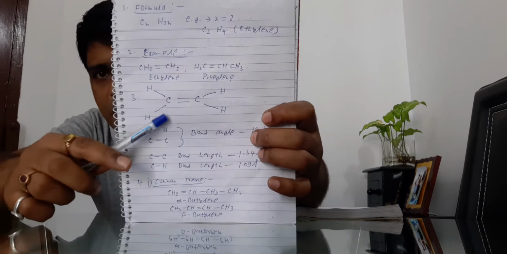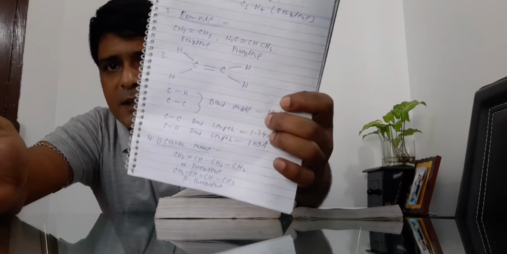Hopefully you remember, I have already told you that alkenes are much more reactive than alkanes. Why? Because of the presence of the pi bond. That means the pi bond consists of pi electrons. Due to that, they are much more reactive than alkanes. Okay. Next, what are examples? I have already told you: ethylene, propylene. There are lots of alkenes.